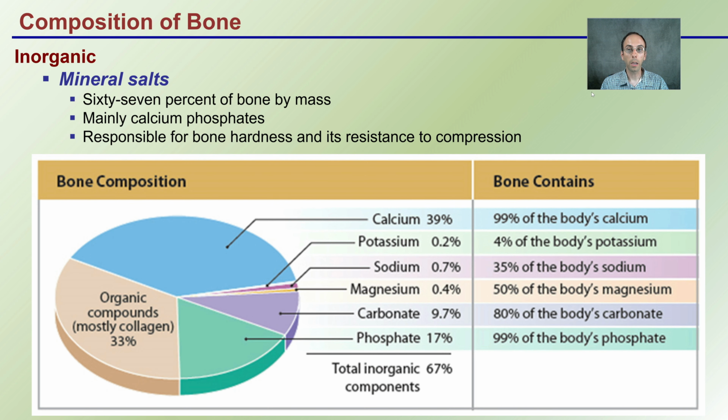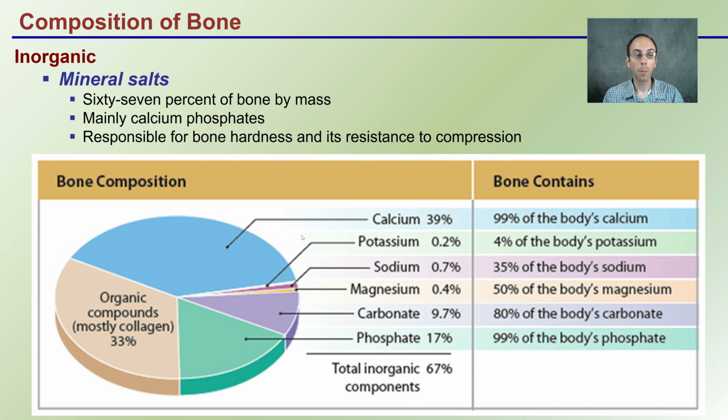Then we have our inorganic, or mineral, components of the bones. 67% of bone by mass is minerals, mainly calcium and phosphates. So while bone is composed of 39% calcium, if you take all the bones in your body, it is 99% of the body's calcium. That 1% is in the blood, and that's a very important 1% to have. Minerals are responsible for bone hardness and resistance to compression.